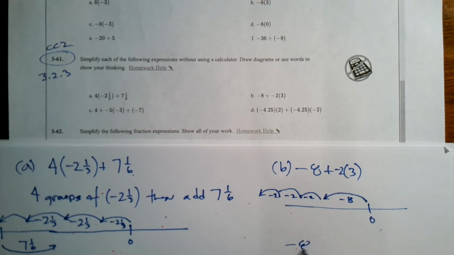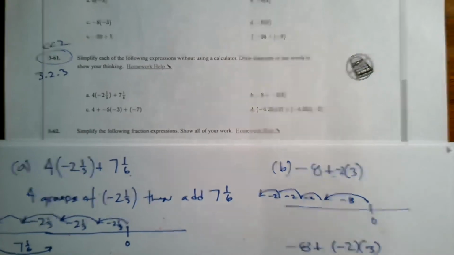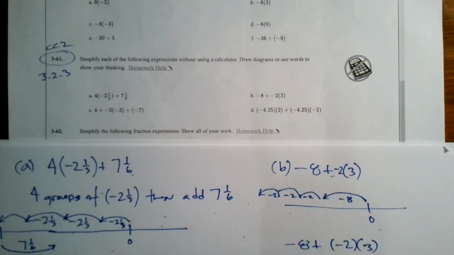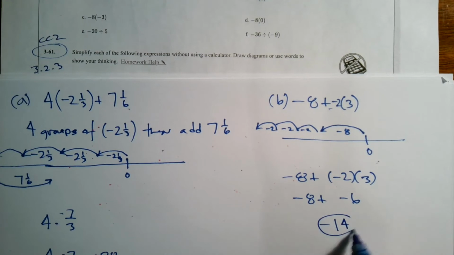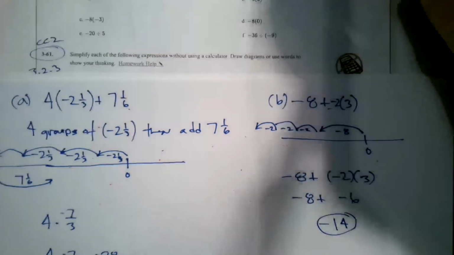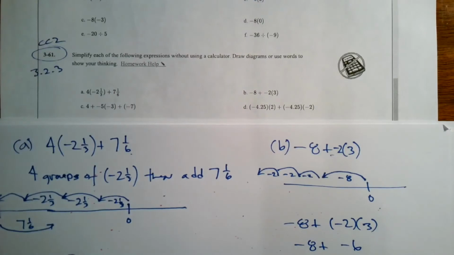Mathematically, I put a parenthesis around the negative to show that it still means the same thing. I'm going to do the multiplication first. I get -6 here, and then -8 plus -6. Add those negatives and you end up with -14. That is B.